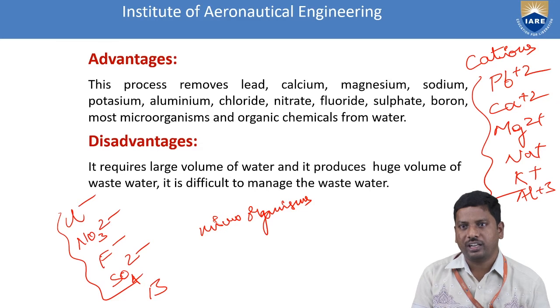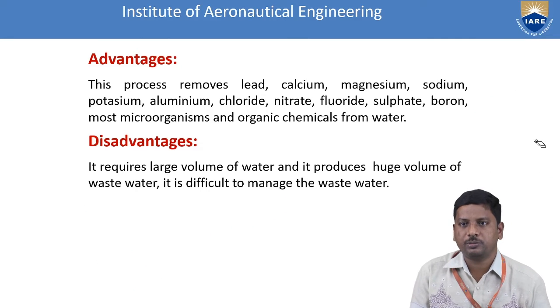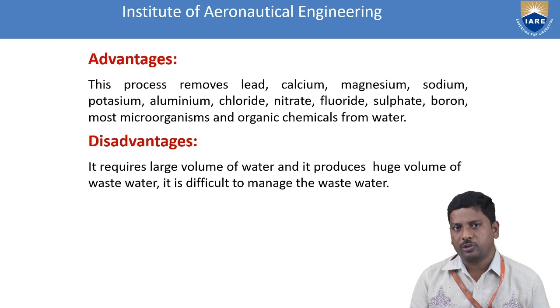Now let us see what are the disadvantages of reverse osmosis. In reverse osmosis, it requires a large volume of water and produces a high volume of wastewater. So it is difficult to manage the wastewater. That means after the completion of reverse osmosis, it releases so much water, and the disposal of that wastewater is the main problem caused by reverse osmosis. So this is the first process to remove the salt from the sample of water, nothing but the desalination process.